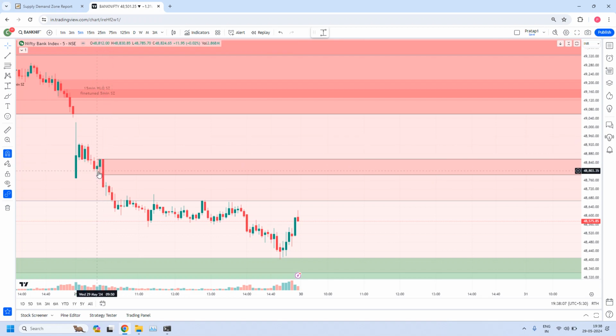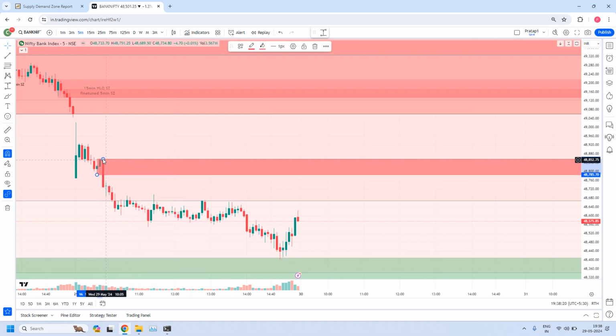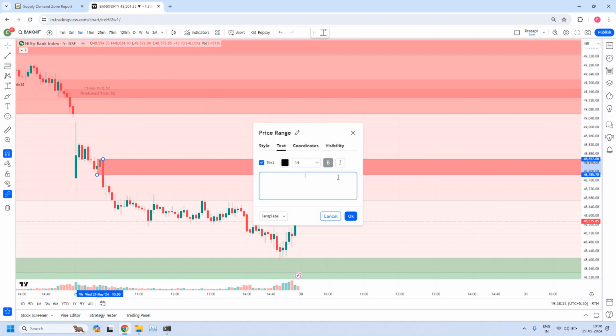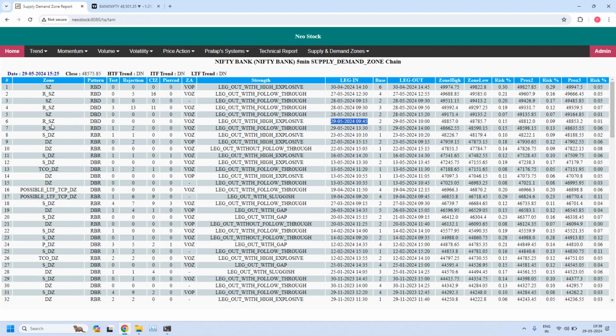I am drawing wick to wick, but when you are planning your trade, you can plan maybe like this, type 2 proximal, if you feel risk is high. So this is the supply zone, high liquidity 5 minute supply zone. There is one more below that, the seventh one.